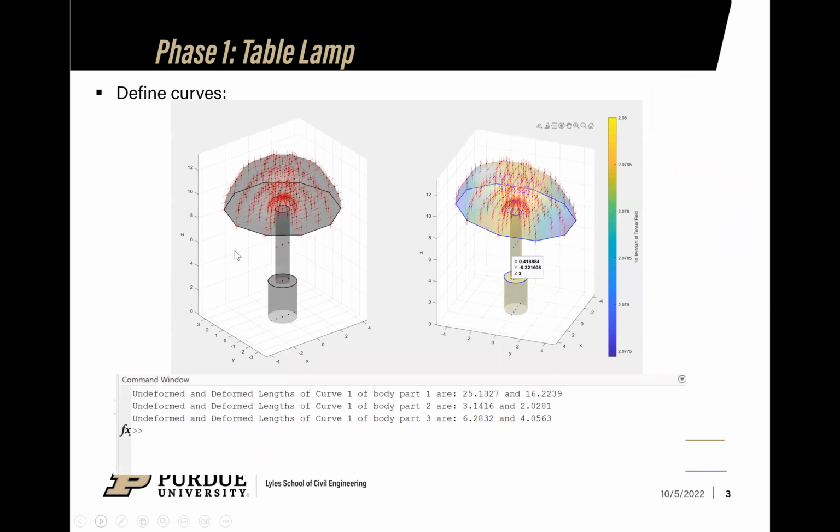So this is the output that I got from MATLAB. You can see the tensor field acting on the body, and this is how it looked like. So these are the undeformed and deformed lengths of the curves. So this is curve 1 of body 1. This is curve 2 of body 2, and this is curve 1 of part 3 of my body. So I've calculated this curve manually and then verified it in the next slide.